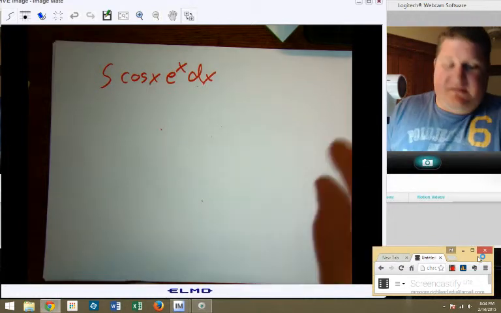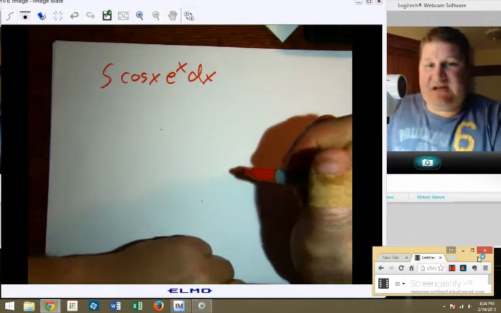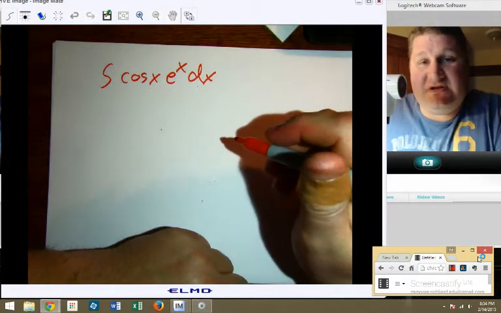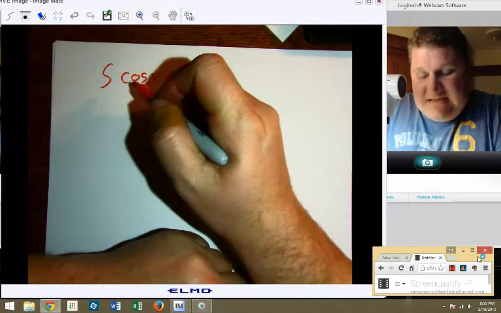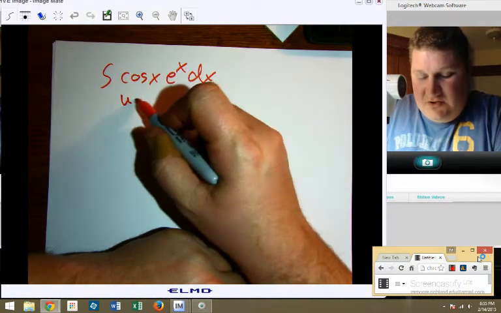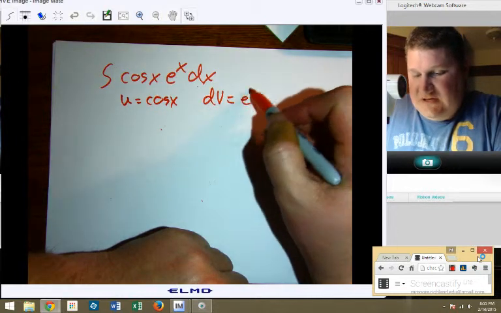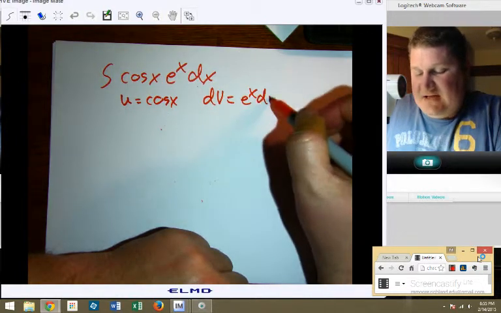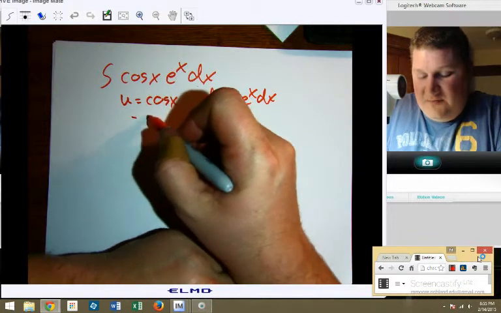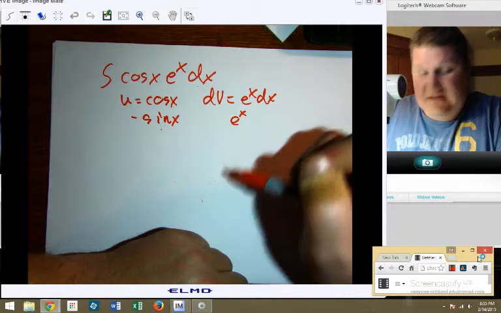Okay, ladies and gentlemen, as we continue talking about integration by parts and having to move pieces around to ensure that they are integrable, in this case, let's take a look here. Cosine x e to the x, well, u equals cosine x, dv equals e to the x dx. Derivate this, we come up with negative sine x. Here we integrate, we come up with e to the x.